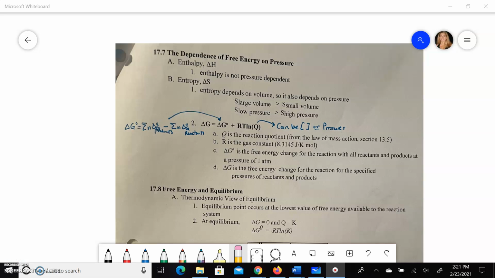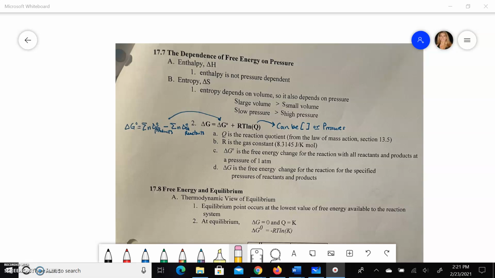This next section of chapter 17 is going to talk about pressure. So the first thing to recognize is that enthalpy is not pressure dependent. Pressure is not related to the heat of the reaction, but entropy is related to volume. Remember, the bigger the volume, the more entropy you have. Volume is indirectly related to pressure, so you can actually talk about how pressure affects entropy.